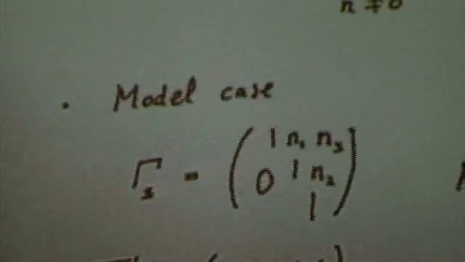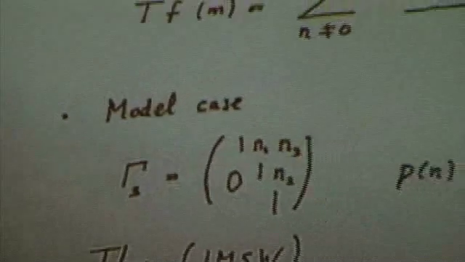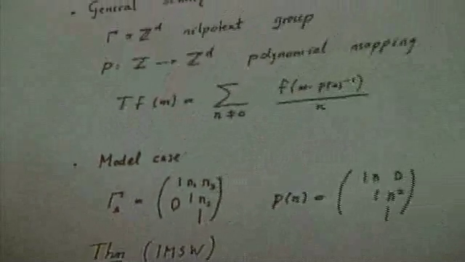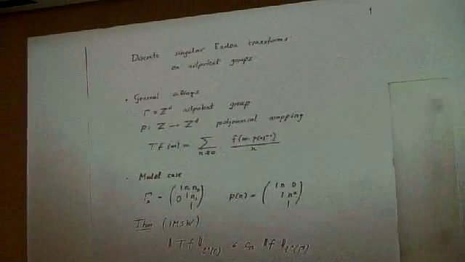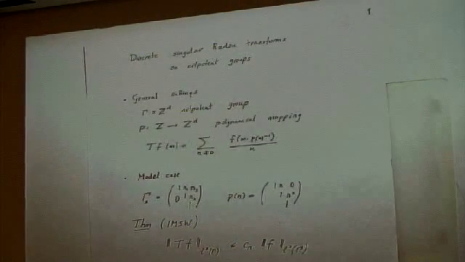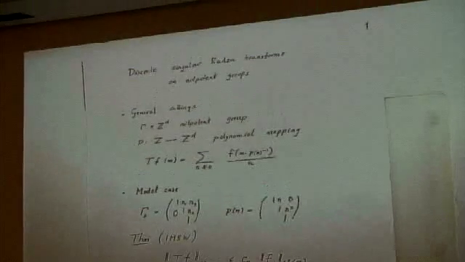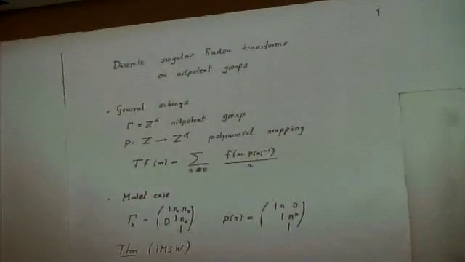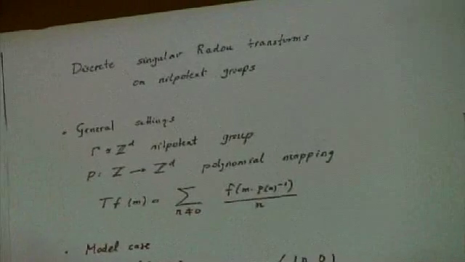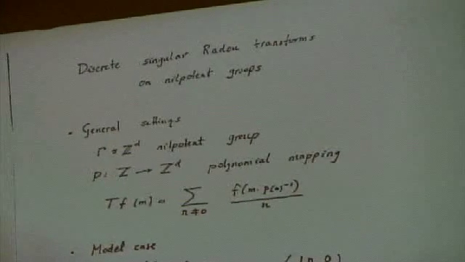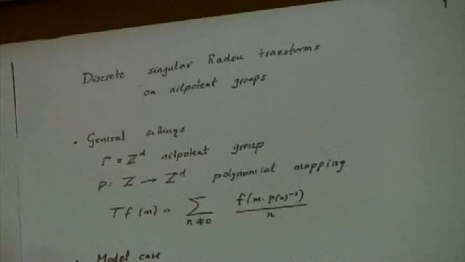So another thing I want to talk about is just a model case of a discrete singular Radon transform, which is basically a discrete analog of a Hilbert transform along a cubic curve on a nilpotent group. So first, the general settings for this type of transformations.